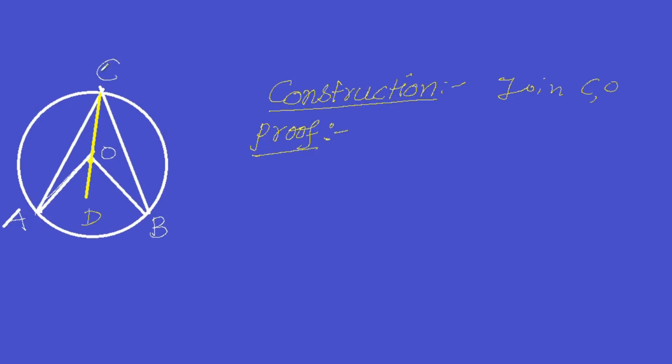In triangle AOC, OA equals OC, that is, OA and OC are equal and they are the radii of the same circle, and we know that the angles opposite the two equal sides of any triangle are equal. Therefore, angle OAC equals angle OCA.